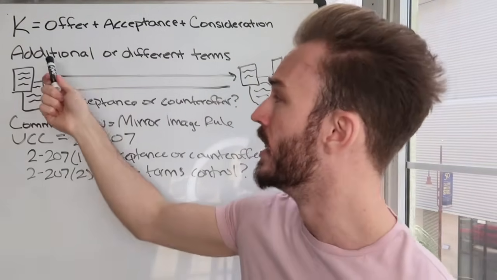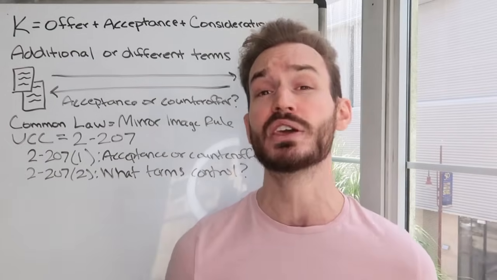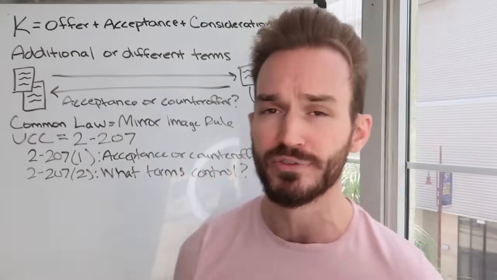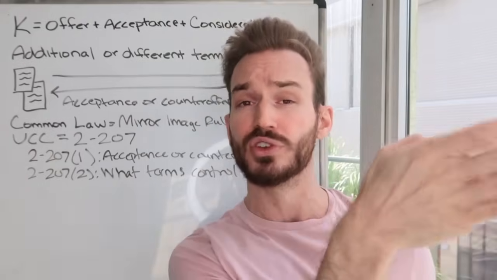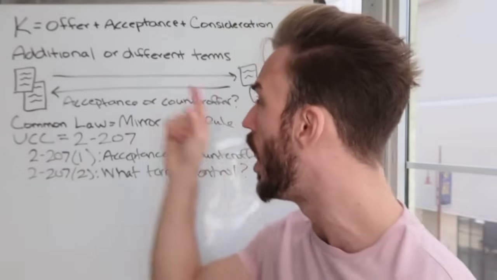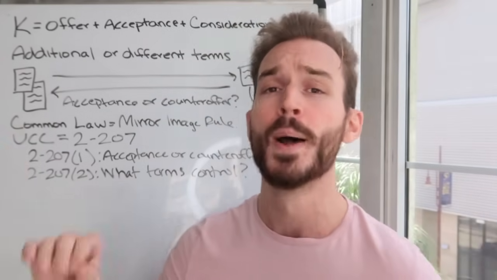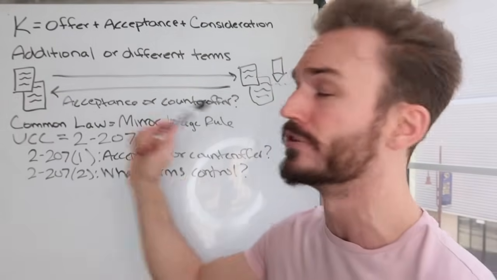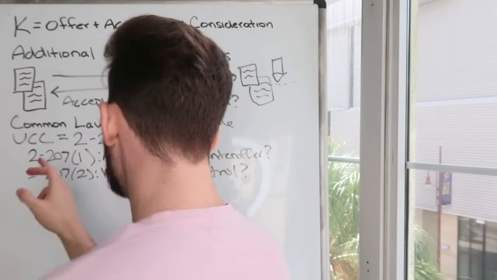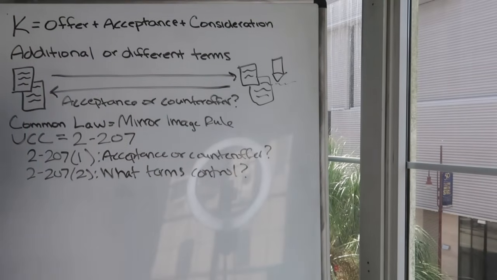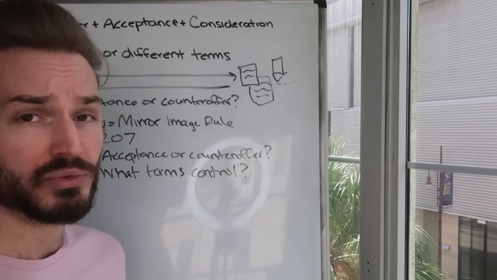You just want to look at the additional or different terms, whether it's being communicated verbally or on paper. You want to find those additional or different terms. Look before those additional terms. Was any conditional language used? Did the offeree say that the offeror must assent to these new terms? If so, it's a counteroffer, not an acceptance, okay? So that's UCC 2-207(1).